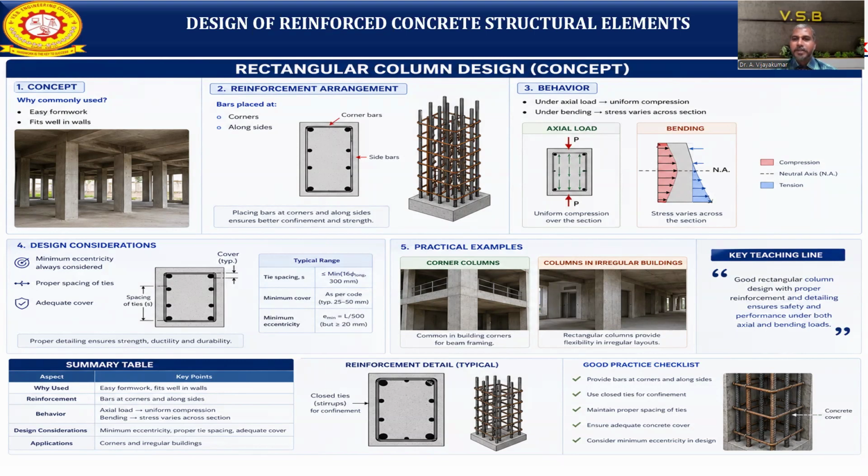strength within the column. So how does a rectangular column behave? Under axial load, uniform compression occurs; under bending, stress variation will be there. This we already discussed in the previous slides.